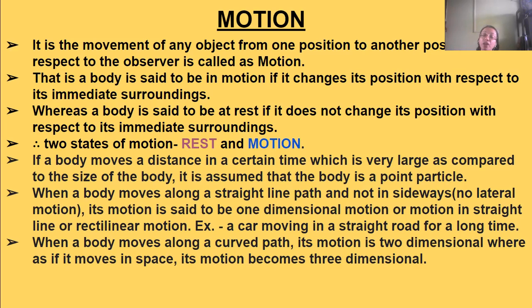And if it is moving in a curved path, say it is going north, then again it turns towards east or west, so the path is curving, that type of motion will be called two-dimensional motion. And if an object is moving in space, like the planets and the asteroids which are moving in space, these objects will have three-dimensional motion.